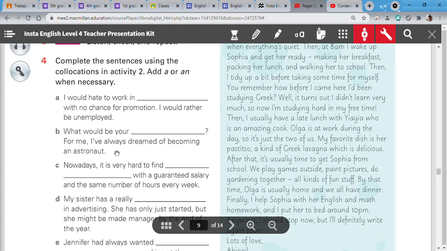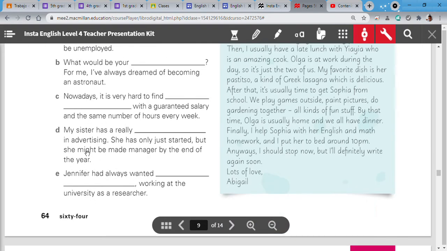Okay, letter C. Nowadays, it is very hard to find a job with a guaranteed salary and the same number of hours every week. Ideas? Nowadays, it is very hard to find a steady job. Steady. Okay, with a guaranteed salary and the same number of hours every week. Okay, letter D. My sister has a really promising career in advertising. She has only just started, but she might be made manager by the end of the year. Excellent, promising career.